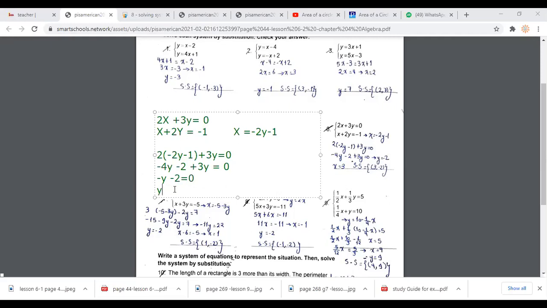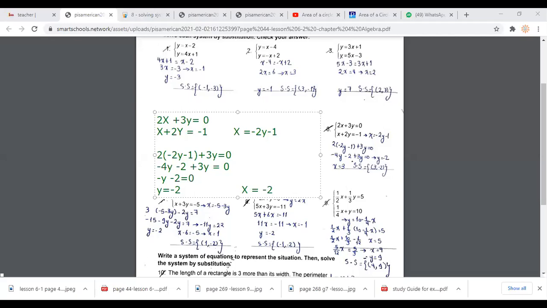Negative 2. Yes, okay. y equals negative 2. Now we found the value of what? The value of y. We have to go back again to the first equation.